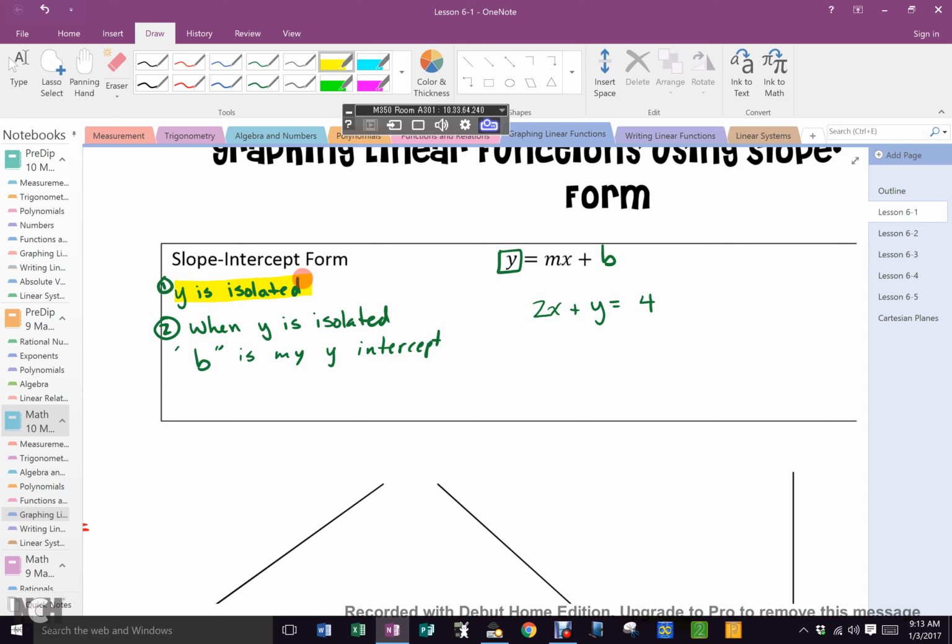What's near y right now? 4 is not near y. There's an equals in the middle of it. 2x. How do I get rid of a positive 2x? You subtract 2x.